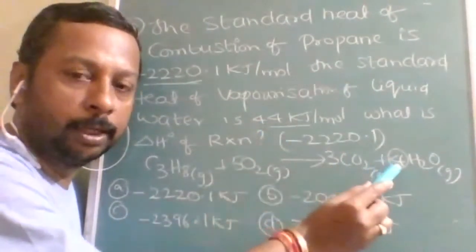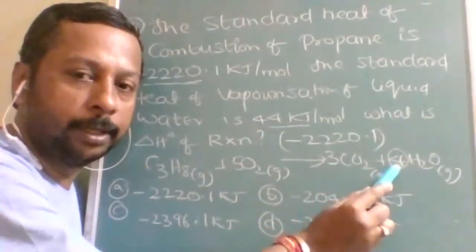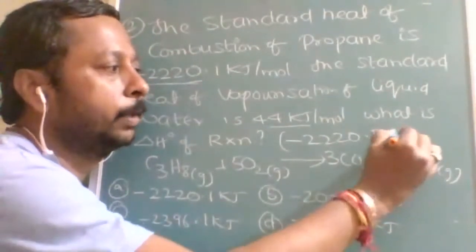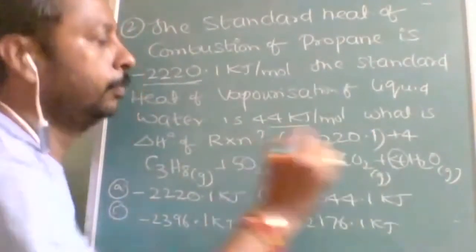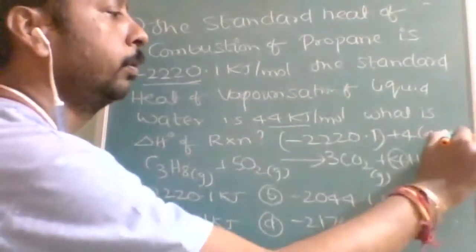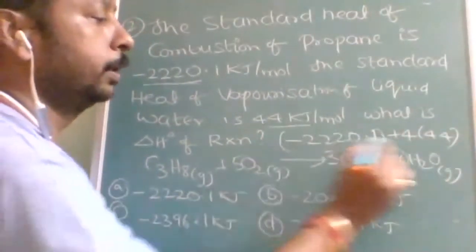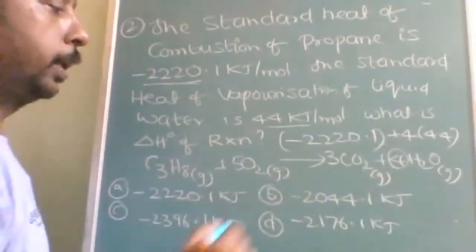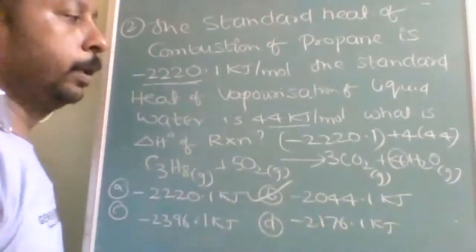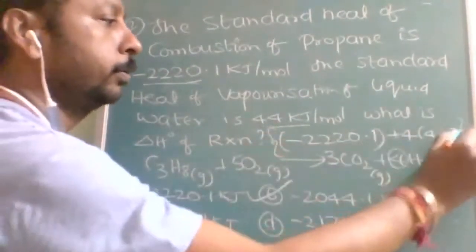But we need to convert 4 moles of water into gaseous state. Therefore, plus 4 into 44. Okay, so on simplifying whatever you get, I think option B you will get. Why? Is it understood now?